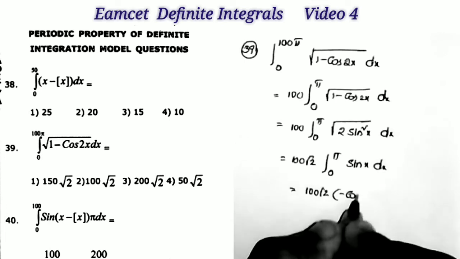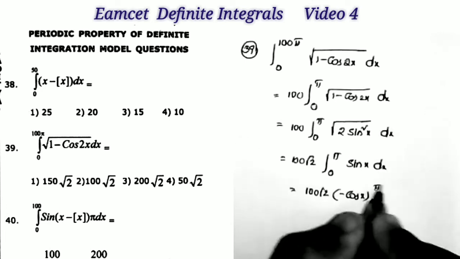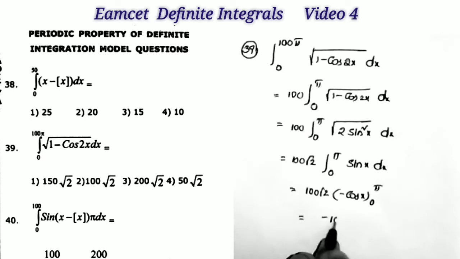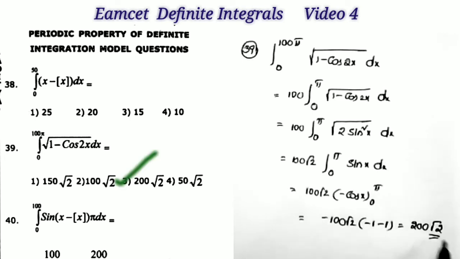Now replacing the limit values. What are the limits here? 0 to pi. Now this is equal to minus 100 root 2 into [cos pi, which is equal to minus 1, minus cos 0, which is equal to 1]. Therefore the answer is 200 into root 2. Okay.